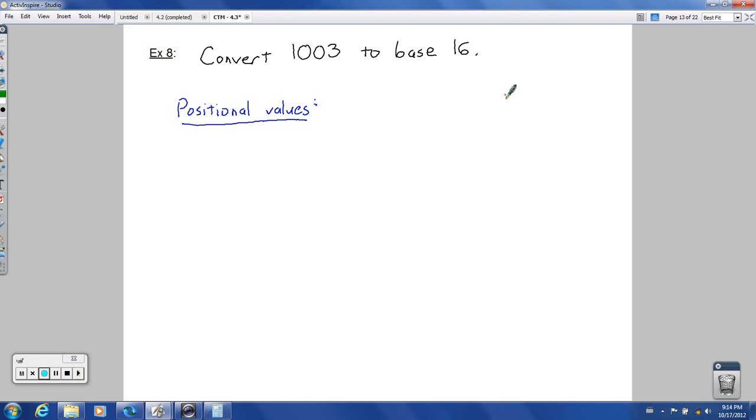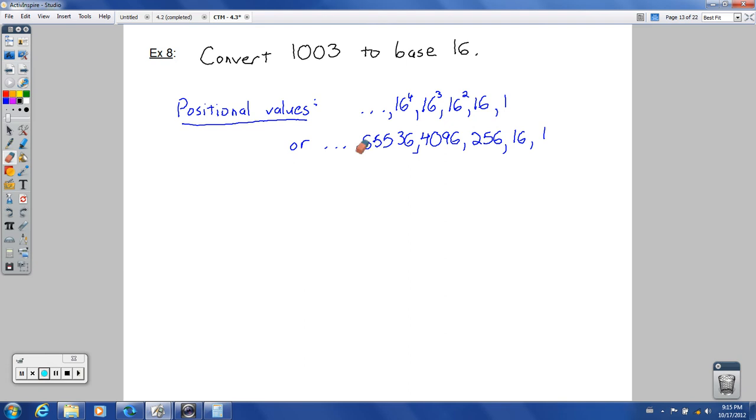And what are they? We've got 1, we've got 16 now, we've got 16 squared, 16 cubed, and 16 to the fourth, and so on. So I'll write all that down here. 16 to the fourth ends up being 65,536. 16 cubed is 4,096. 16 squared is 256, then 16, then 1. Let me make that ugly looking comma look a little better. That's a little better. Okay, and so what do we have from there?